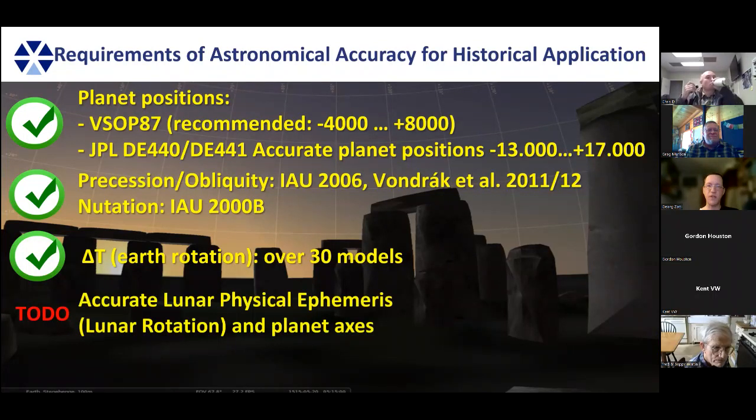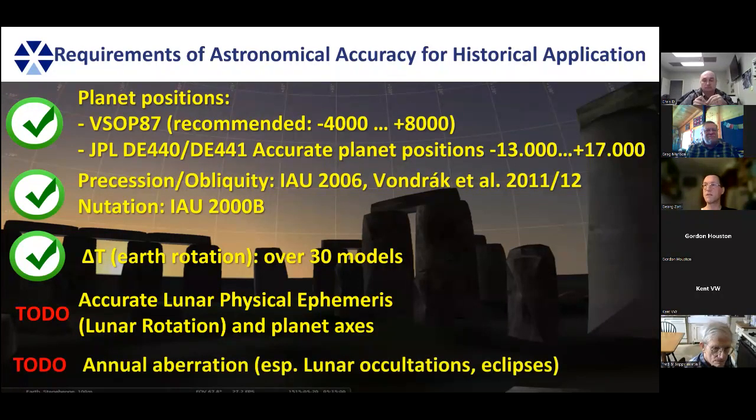But this slide is actually pretty old. So I used to say we still have some open problems. One was an accurate lunar physical ephemeris. It means if you were simulating the moon for the Stone Age, it showed parts of its backside, which is of course nonsense and had to be fixed. And the other big thing that was missing was the annual aberration of starlight. That is also very important if you are talking about lunar occultations or also for eclipses.